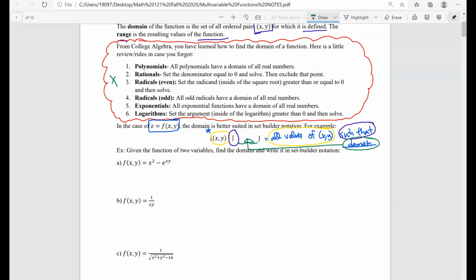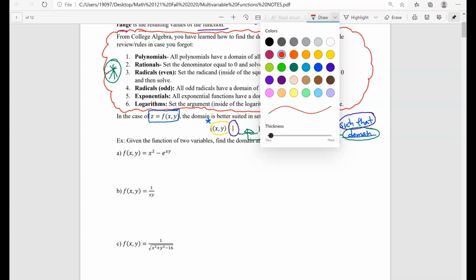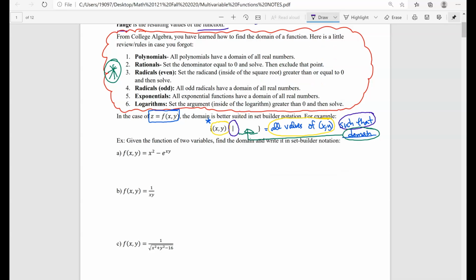So keep this in mind, this is going to help us out. First, you're given these functions of two variables, and we want to find the domain and write it in set builder notation, which is basically this top part. So what do we see? The first thing is that I have x squared. X squared in this case will be considered a polynomial. And we know that polynomials have a domain of all real numbers. So you can plug in anything that you want in there.